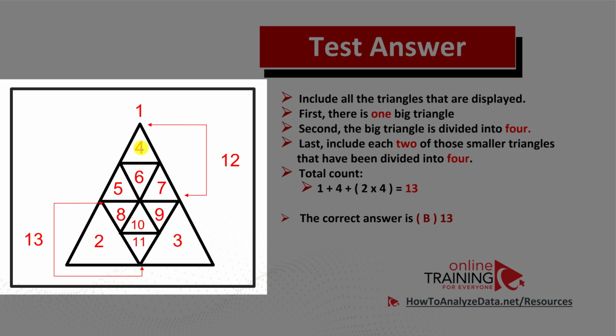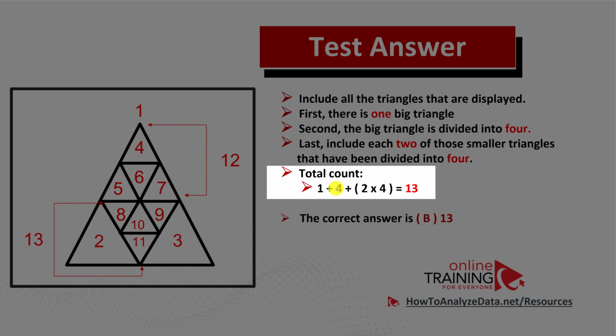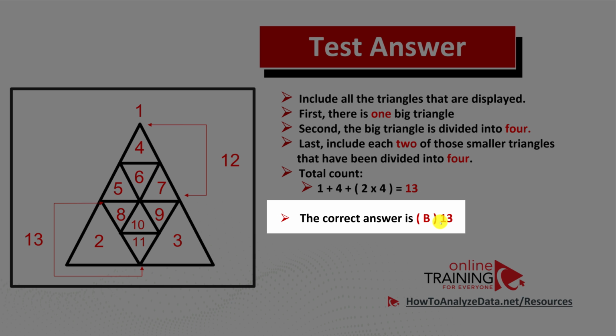Then we include each one of the very small triangles, 4, 5, 6, 7, then 8, 9, 10, and 11. And as a last step, we include remaining smaller triangles that have not been counted in the first place, 12 and then 13. So the correct answer is 1 plus 4 plus 2 by 4, which is equal to 13. So the correct choice here is choice B, 13.